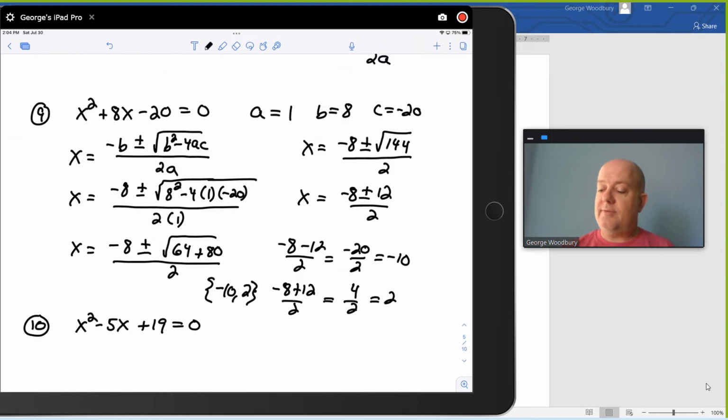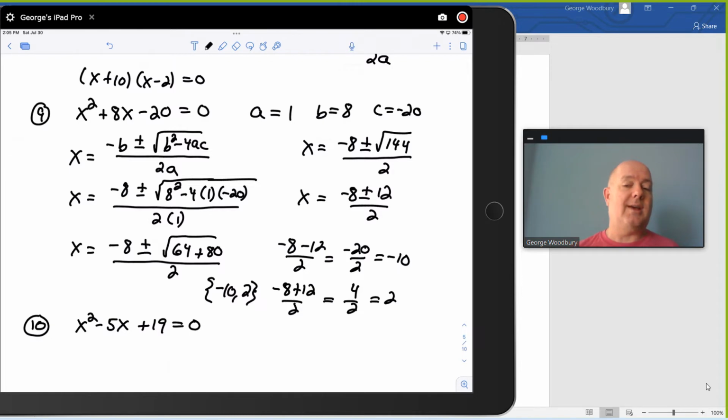Again, if we had factored this trinomial to be x plus 10 times x minus 2, I can look at that and tell the solutions are negative 10 and positive 2. So if you can factor quickly, there's definitely a lot of advantages here.